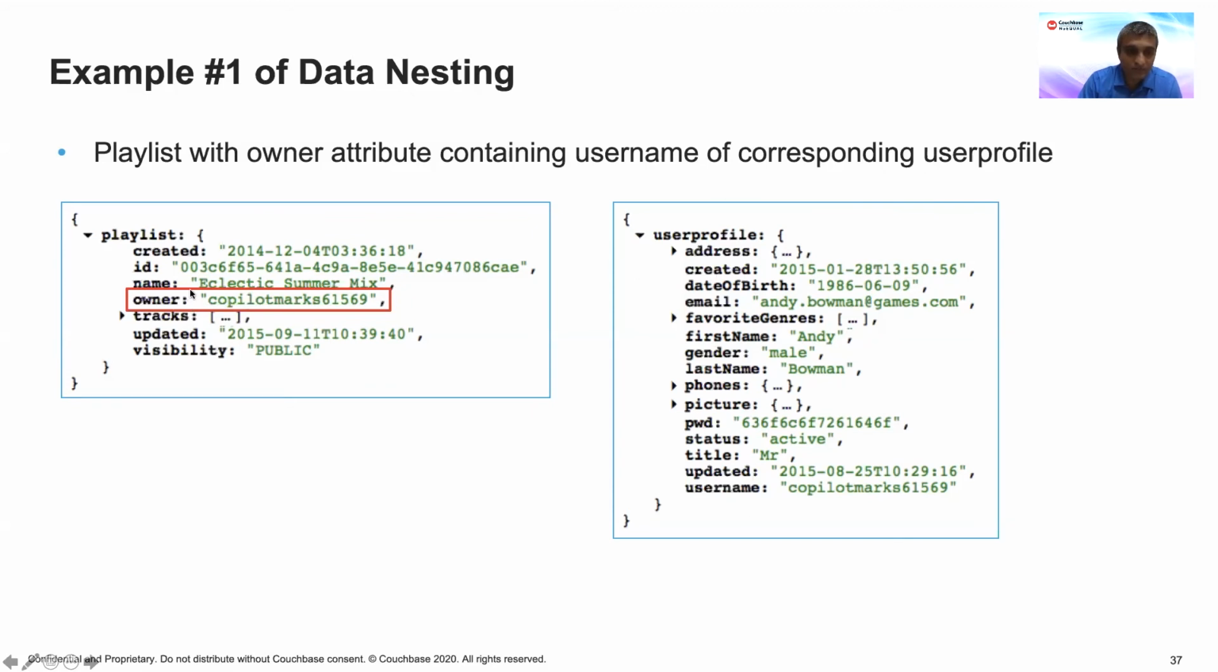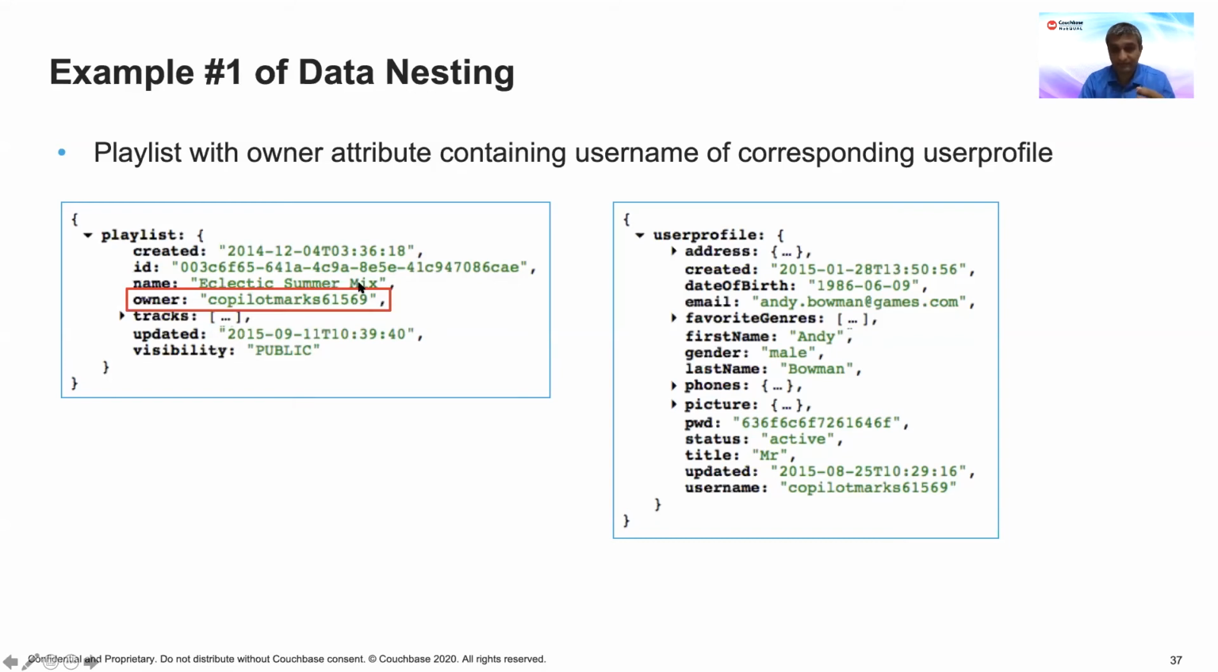So when I'm in the playlist, let's consider I want to know what's the name of the playlist owner. So I need to do a join here. Look at this. The owner here represents the username here. I need to do a join on this, pull this document, and I get to know the name as Andy. The first name is Andy and the last name is Bowman, right? But so you can see there's a join here, right?